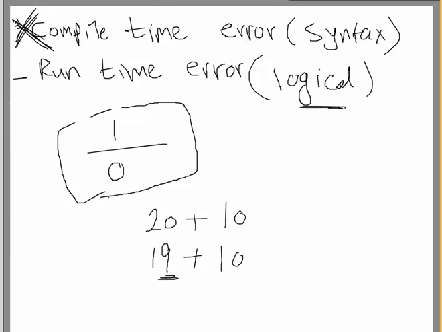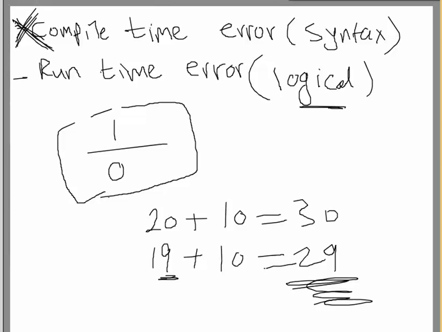Now, will Java run the program? Yes, of course. Java will run the program because there's no syntax error. But your result, instead of having 30, your result will be 29. So you have a logical error. You made a mistake. Your program will work, but the result is wrong. Do you understand the difference? Okay, good. That's good that you all understand a bit of the concept now.